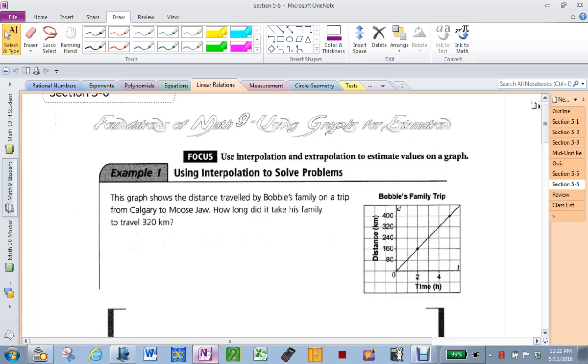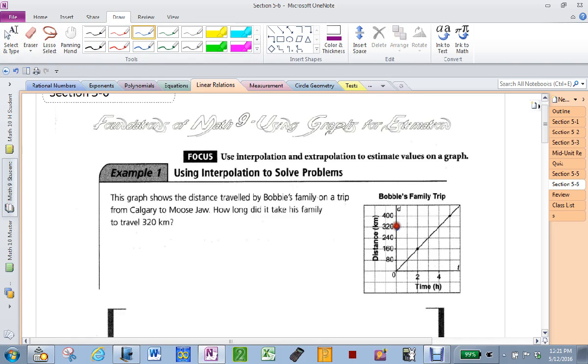Ashley. 4 hours. Ashley, please tell me how you found that answer. How did you know to go right to 4? Never mind. You go to 320. There you go. Excellent. So Ashley says that you go up to 320, which is the distance you care about, yes?